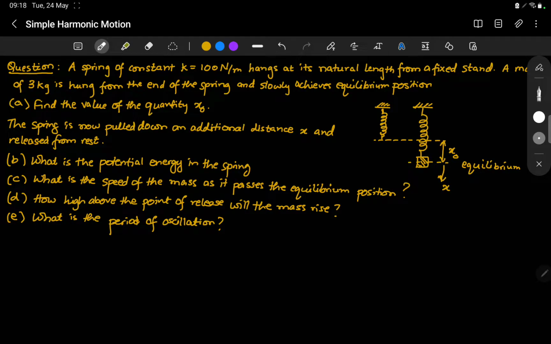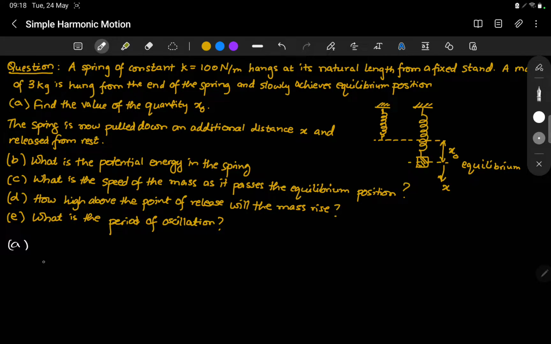So let us look at the solution to this problem now. This is a pretty much simple problem. We have a vertically suspended spring, a mass attached to it. It attains an equilibrium position, and then we displace it by a distance x, and then we need to find out these quantities. So let us start with the first part.